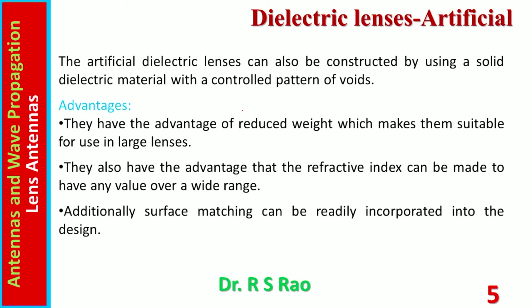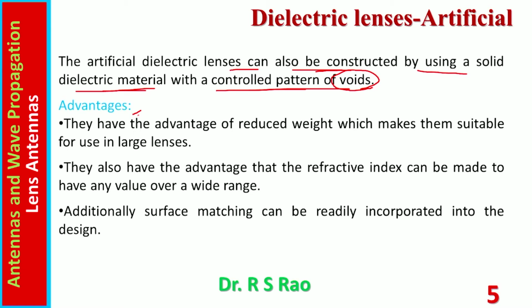Artificial dielectric lenses can also be constructed by using a solid dielectric material with a controlled pattern of voids. Voids means gaps, like air bubbles. That way also one can have an artificial dielectric.